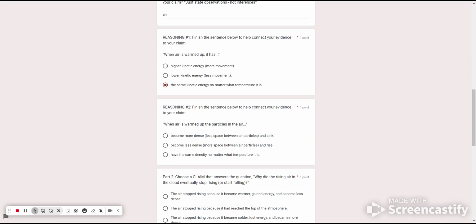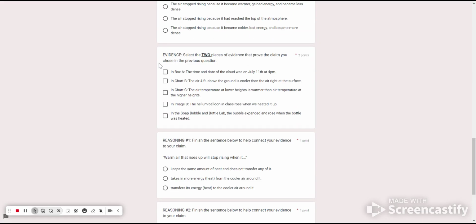Reasoning number 2, you will finish the sentence below to help connect your evidence to your claim. When air is warmed up, the particles in the air A, become less dense, less space between the particles and sink, or become more dense, less space between the air particles and sink. Letter B, become less dense, more space between the particles and rise. Or C, have the same density no matter what the temperature is. You'll select one of those choices and move on.